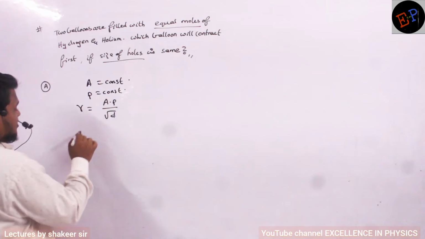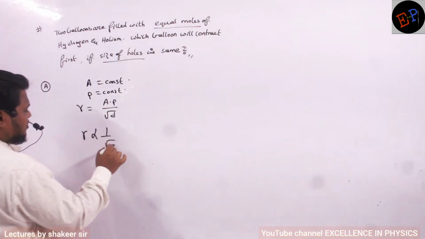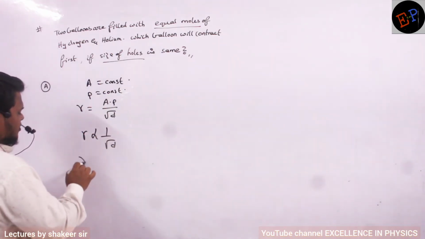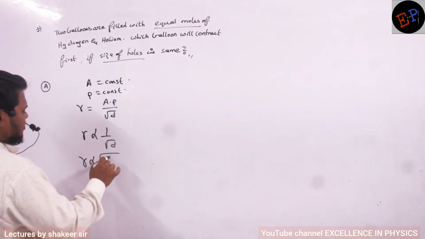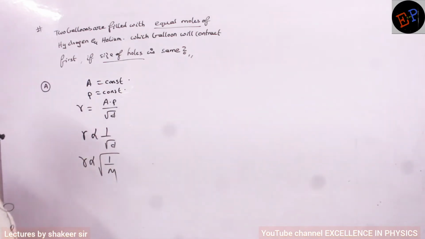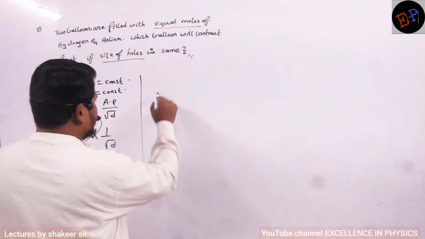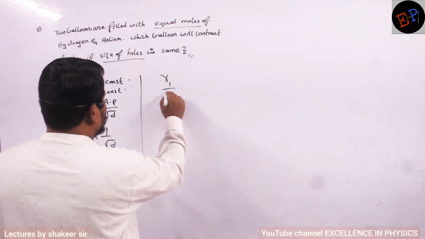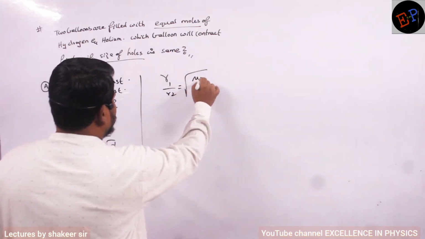So these two are constants, no? So R is proportional to 1 by root d. Density and molecular weight are constant, so 1 by root m. This is what I have to write. Clear? Therefore, rate of diffusion R1 by R2 is equal to square root of M2 divided by M1.